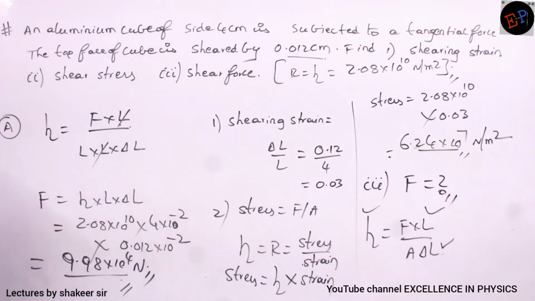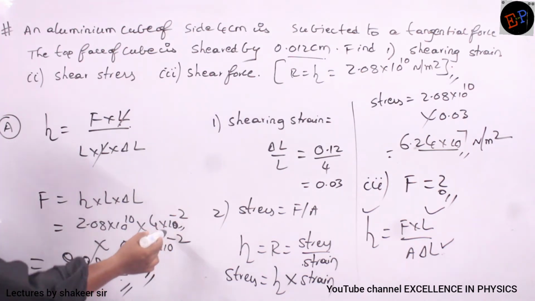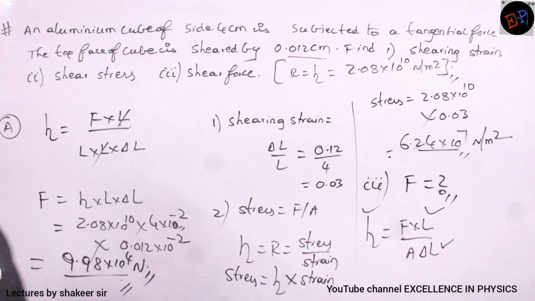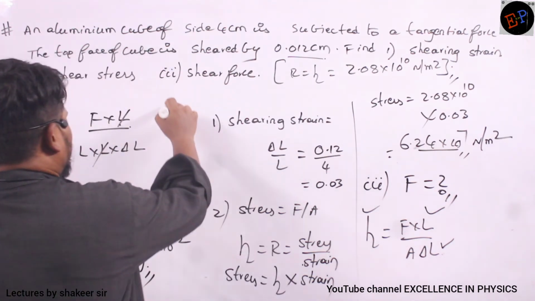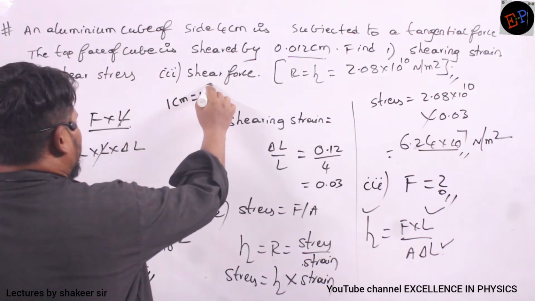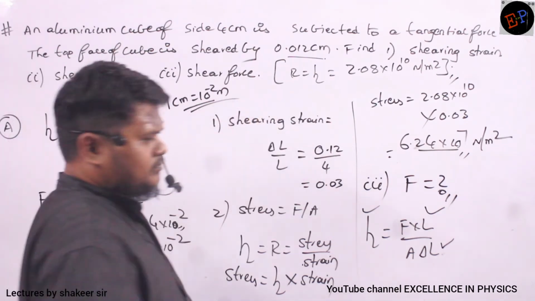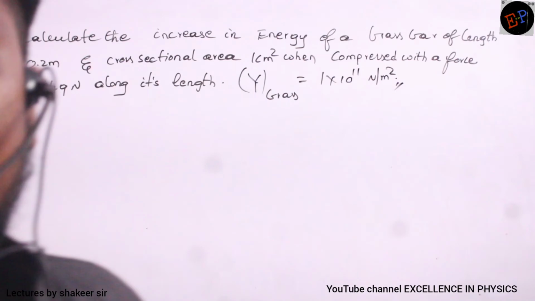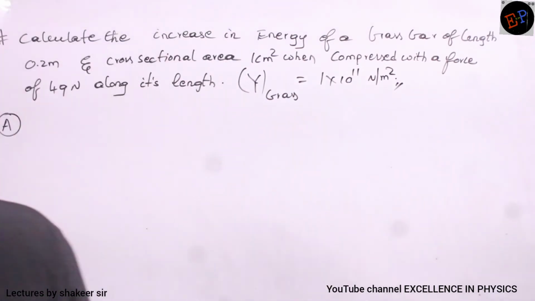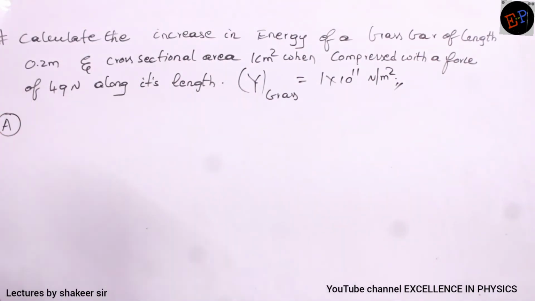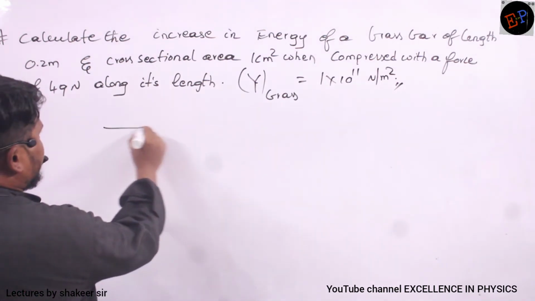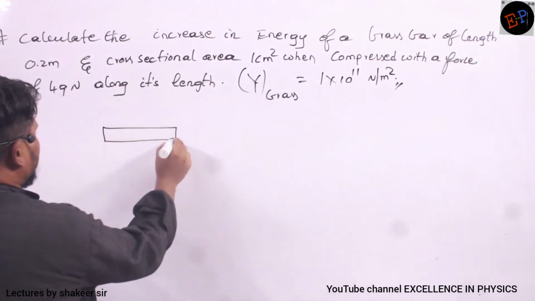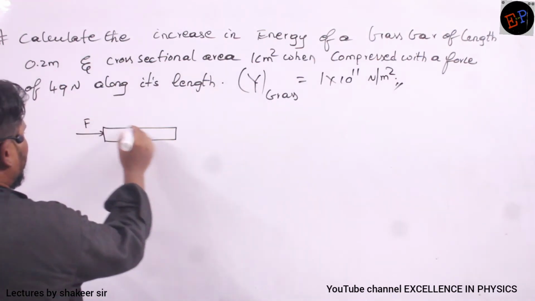That is nice. Here the values are given in centimeters, so I am converting into meters by multiplying with 10 power minus 2. Okay? 1 centimeter is equal to 10 power minus 2 meter. Simple. Now calculate the increase in energy of a brass bar of length 0.2 meters and cross sectional area 1 centimeter square when compressed with a force of 49 Newton.